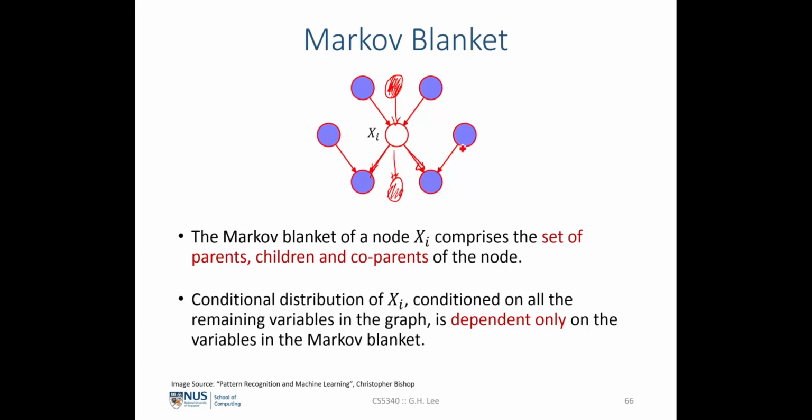And the co-parents of the children, so any co-parents here, if this is the case here, the co-parents of this guy here, they are all going to be in the Markov Blanket. And we will see that xi is conditionally independent of any other random variable in the whole graphical model, given that we have observed the Markov Blanket, all the random variables in the Markov Blanket.